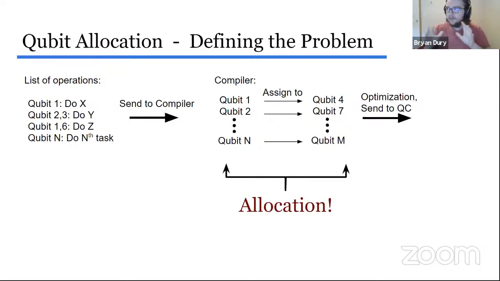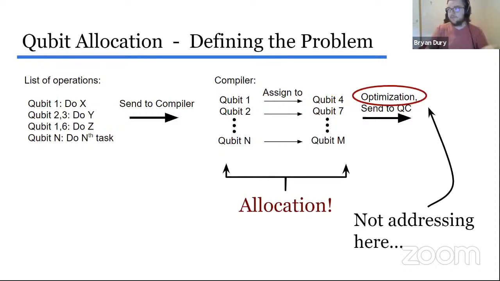It's the step where you're taking the logical or circuit qubits of your program and finding an assignment on the actual hardware graph of your machine. Of course, there's usually further steps of optimization, like getting your swap gates routed nicely and things like that, but we won't be addressing that here. We'll just be focusing on the allocation problem and trying to find good initial allocations.